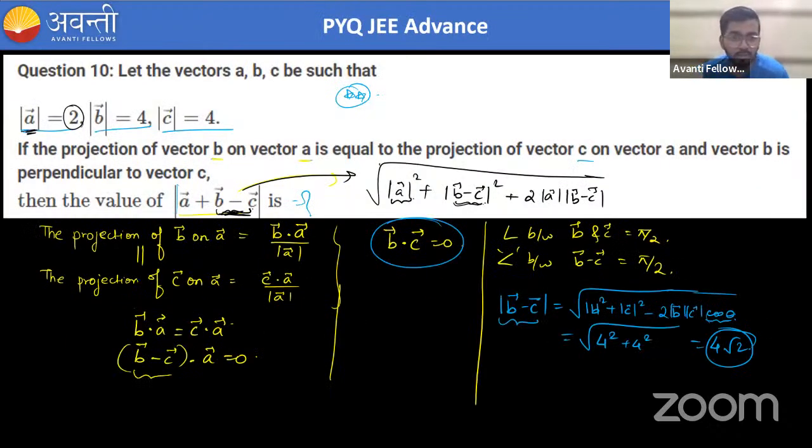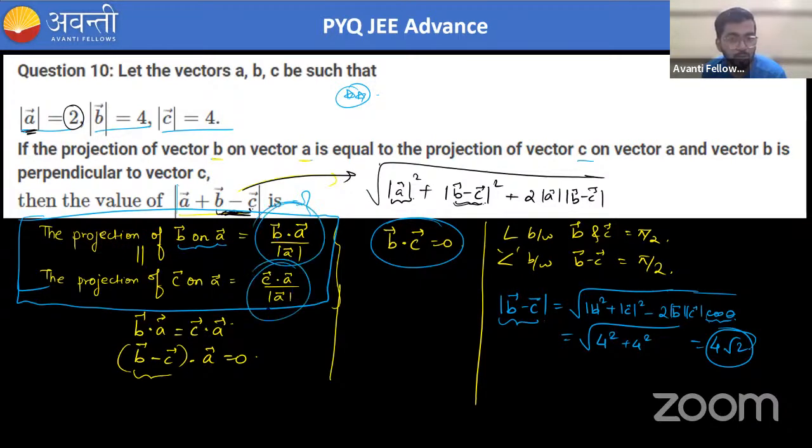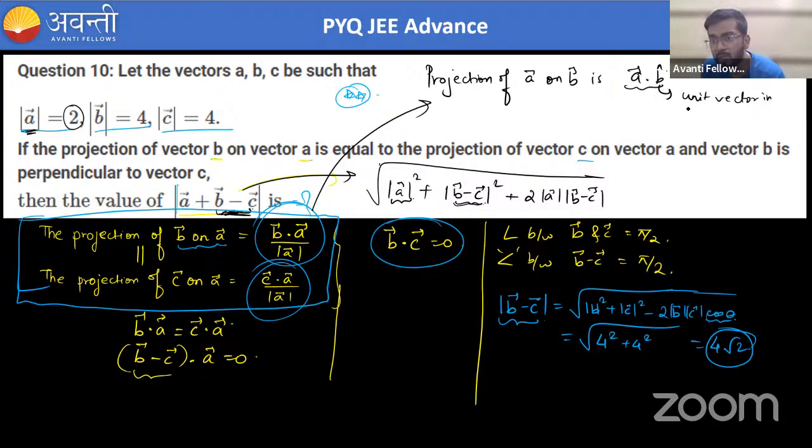So guys, in this question, the first takeaway is that you should know what the projection of a vector on another vector is. We already know that the projection of any vector on another vector is given by this relation: b bar dot a bar upon modulus of a bar, or c bar dot a bar upon modulus of a bar. To remember it in an easy manner, the projection of a bar on b bar is given by a bar dot b cap. What is b cap? It is the unit vector in the direction of b bar, equal to b bar upon mod of b bar. That is why this formula comes.